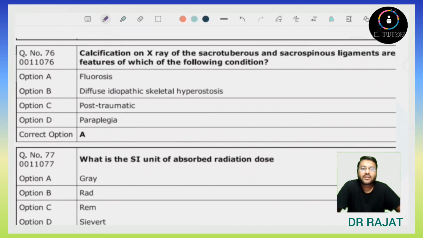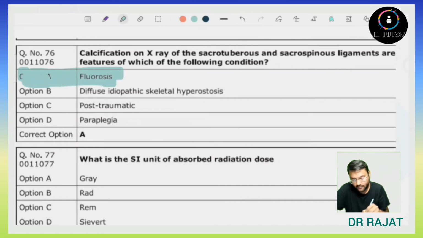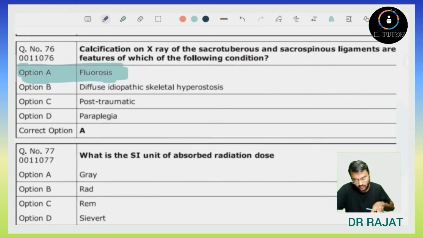Calcification on X-ray of the sacrotuberous and sacrospinous ligaments is a feature of which of the following conditions? So this is seen in fluorosis. So this is a direct question. In fluorosis, calcification on the X-ray will be seen for the sacrotuberous and sacrospinous ligaments. The answer will be option number A.